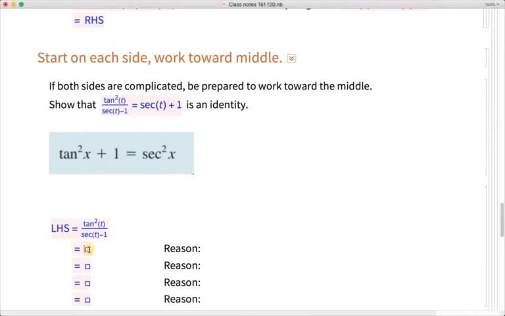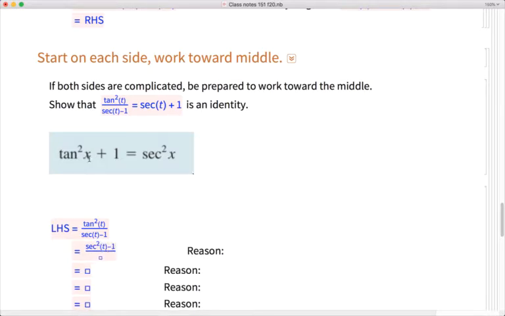So we can just flip that around. So this numerator is secant squared t minus 1. Now the identity is written with an x, but it applies to any argument there. Okay, downstairs this is secant t minus 1. This is a Pythagorean.